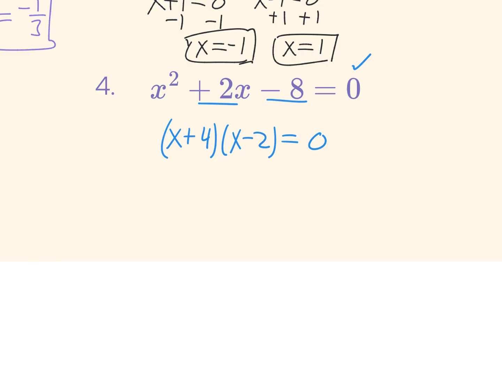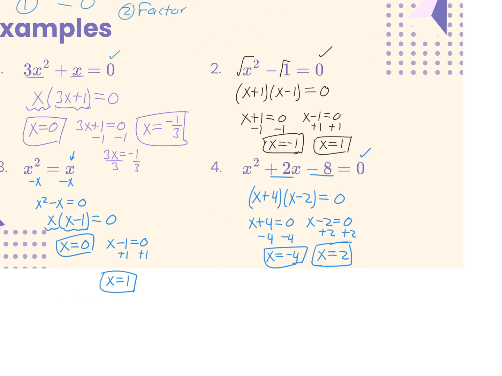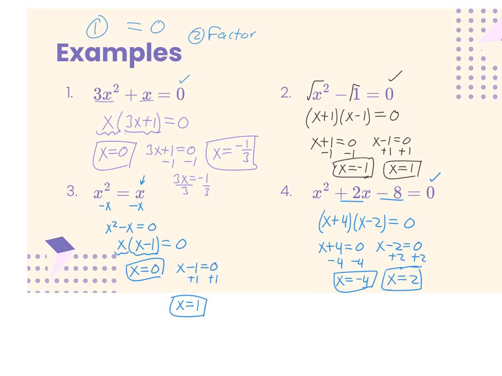All right, and then again, use your zero products property. I'm just going to set each of these factors equal to 0. So x plus 4 equals 0, x minus 2 equals 0. Subtract 4 on both sides, and I get x equals negative 4. Add 2 on both sides of this one, and I get x equals positive 2. All right, so I get my 2 solutions. All right, and that's pretty much the essence of this lesson. There's really nothing crazier that happens here.